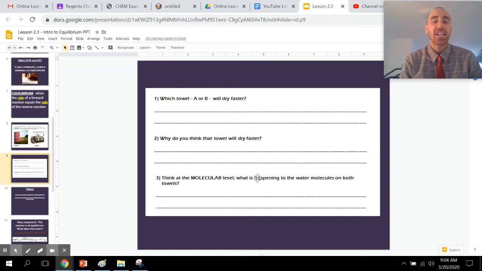So what is happening at the molecular level? That's where we get to this idea of equilibrium, okay? The wet towel out in the sun, towel A, is in what's called an open system, meaning those water molecules are free to leave the towel. But when they're in the duffel bag, they are in a closed system. And that's what we're going to watch in a minute. When that duffel bag is zipped up and they're in a closed system, those trillions and trillions of H2O molecules on that wet towel in that duffel bag are not allowed to escape.